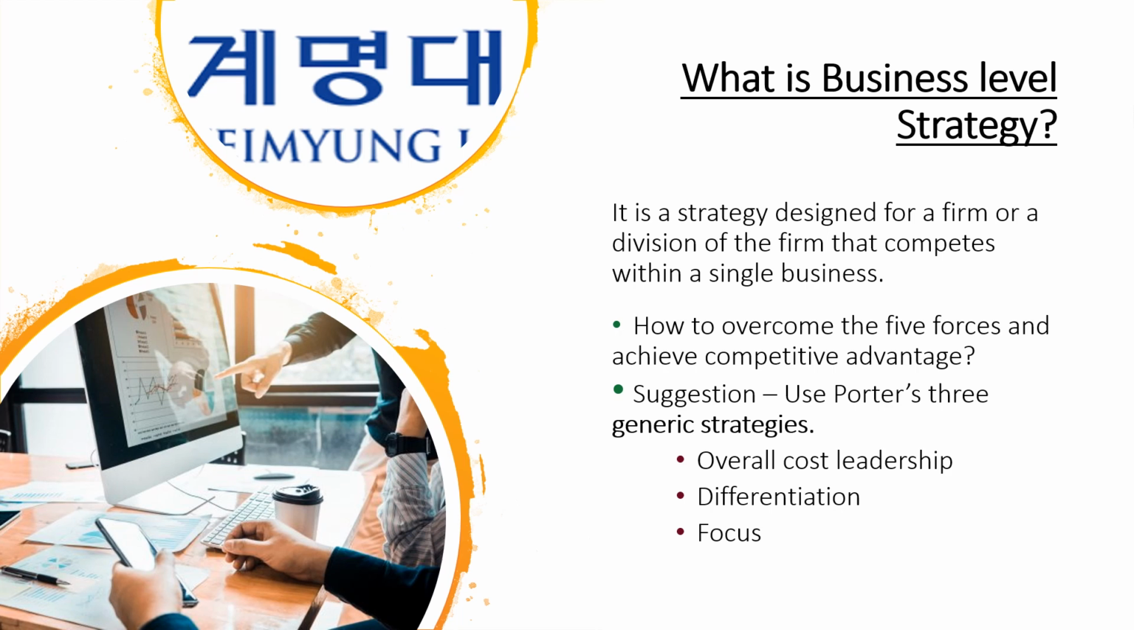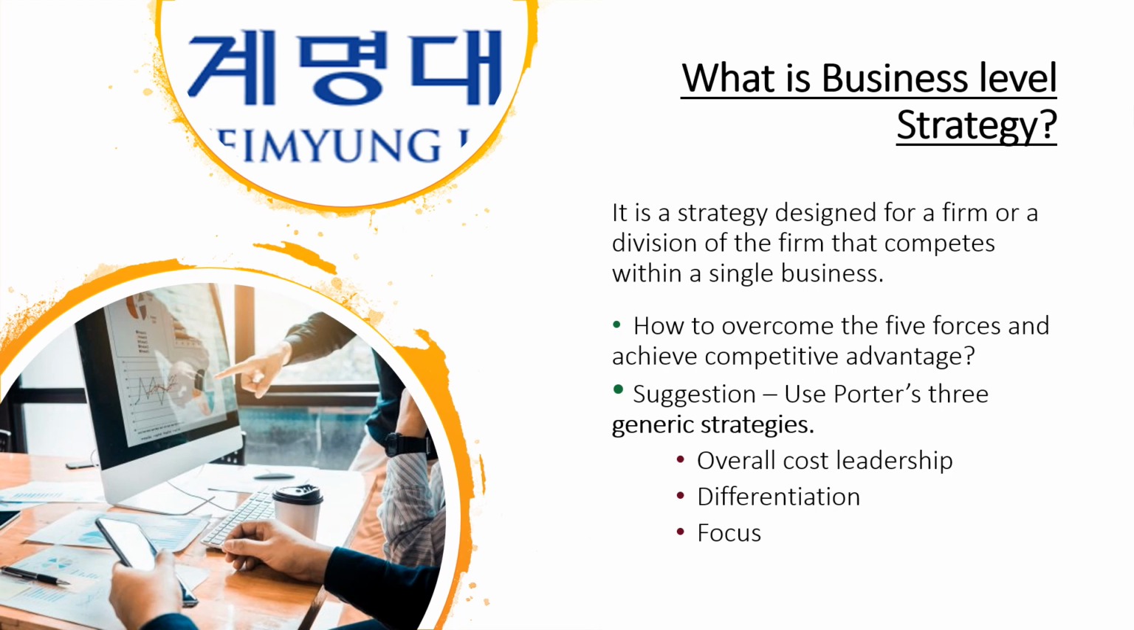The question of what decisions A&P should have made when it was successful that led to its later failure is directing us to the business level strategy. Business level strategy is a strategy designed for a firm or a division of the firm that competes within a single business. How to overcome the five forces and how they can achieve competitive advantage.